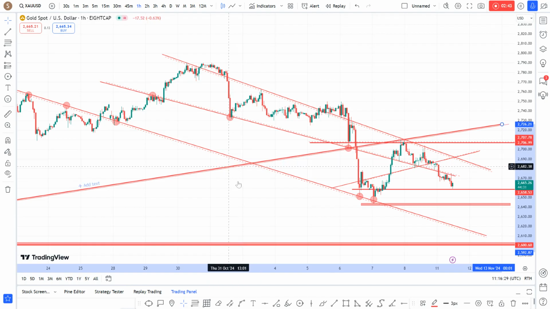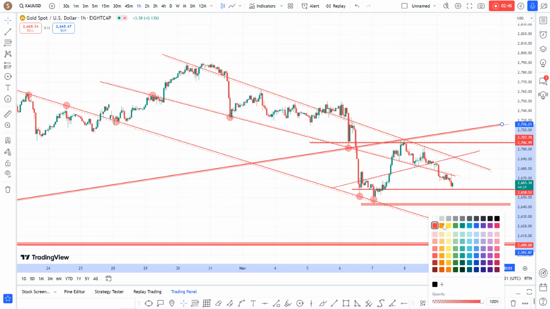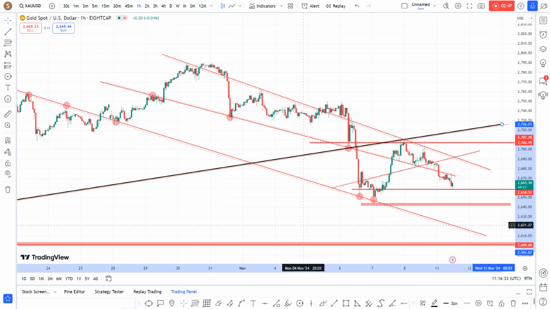So patience is key and critical. We've missed a couple of moves, but it's nothing to worry about. Patience is key and critical. So we let price play into our nets, then we take action.